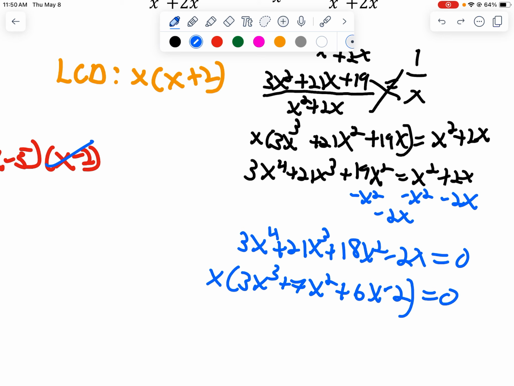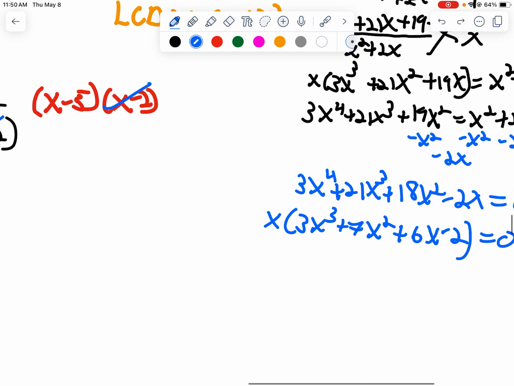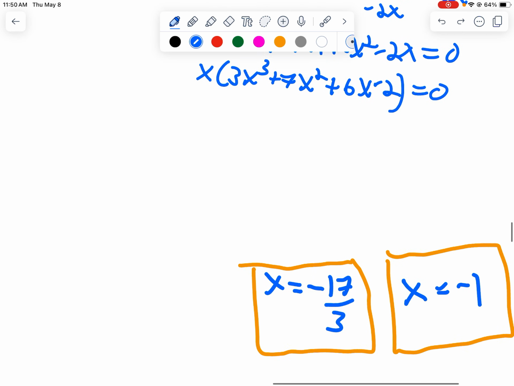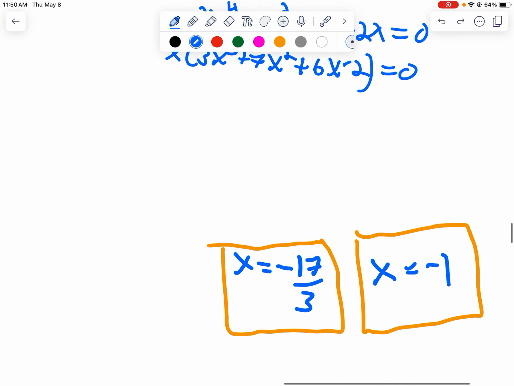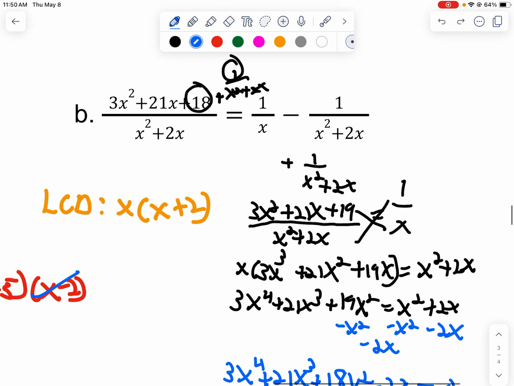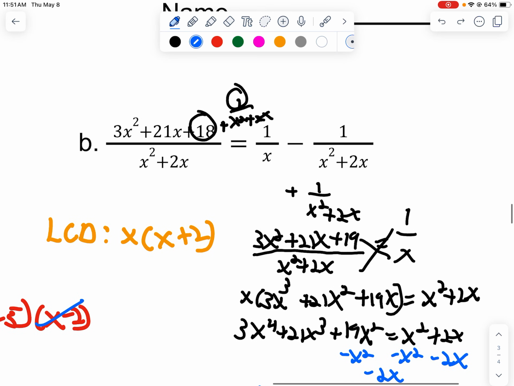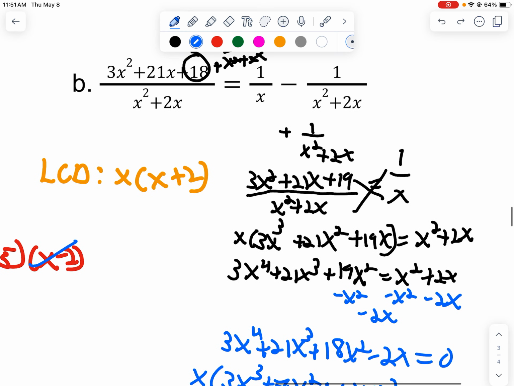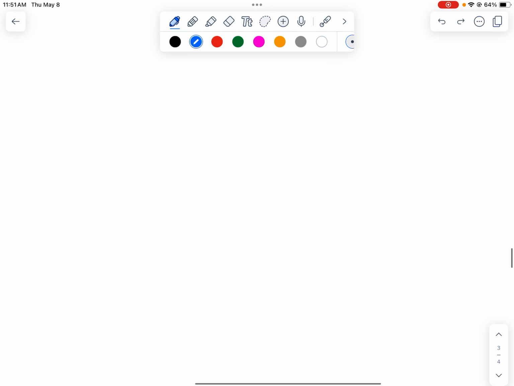So, what I would argue is, don't stress too much. I did it a different way, and I got these two answers. So those are the two answers, okay? And if you look back, x equals -1 does not make the denominators 0. So that's good. That was the one I was concerned about.